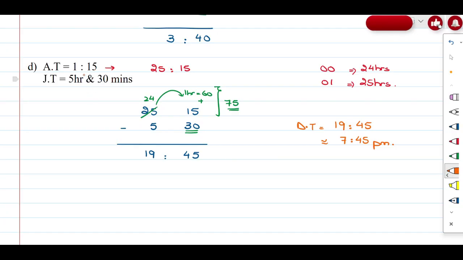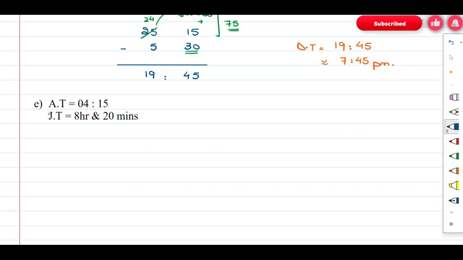Okay. Now let me tell you why I consider this one as 25 hours, right? Because 00 is 24 hours, 01 is 25 hours, 02 is 26 hours, and so on, right? So if I consider this as one, and from 15 we cannot subtract 30, we need to borrow. If I borrow 1 hour, 0 hours are left over here. From 0 hours, I cannot subtract 5 hours, right? So that is why, whatever the arrival time, you have to consider that number of hours. Let's do another example. This will be more clear to you.